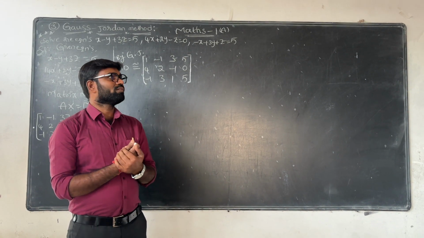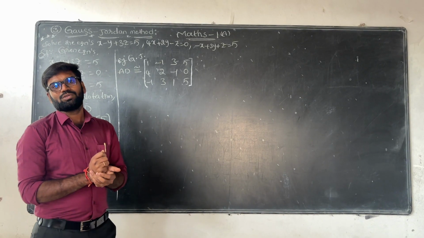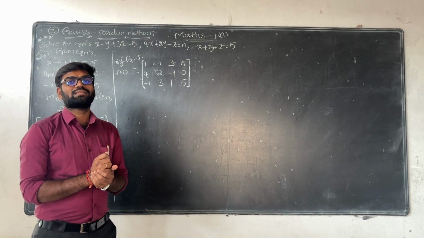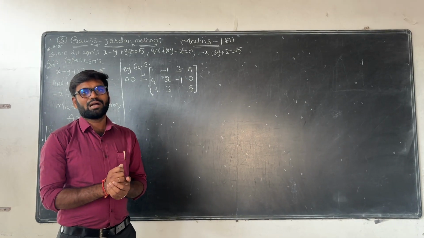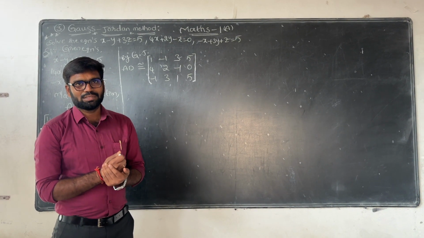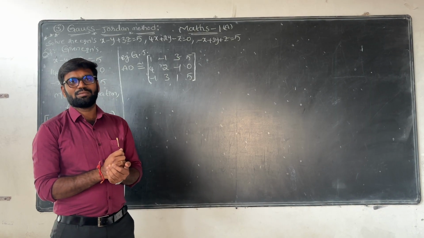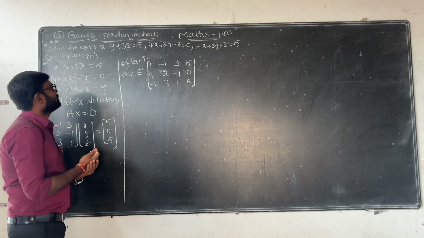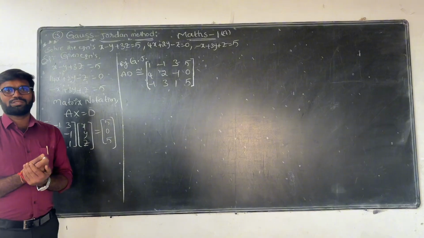Now today we are discussing one more 7 mark question topic in the matrices chapter, that is Gauss-Jordan. In the last videos we discussed Cramer's rule and the matrix inversion method. Now we will solve the same question using the Gauss-Jordan method.